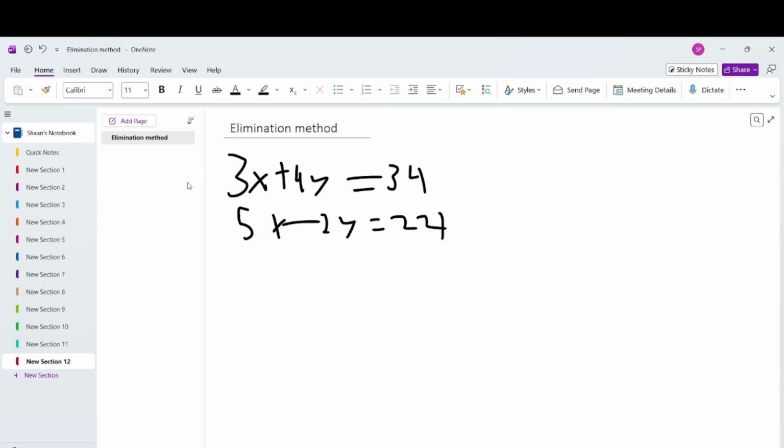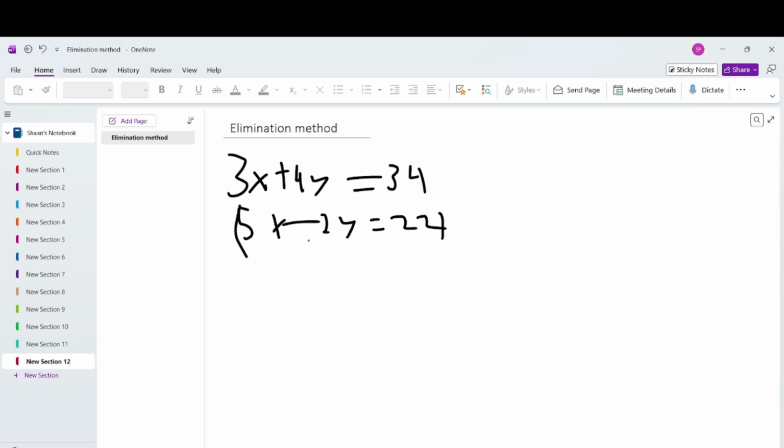All problems using the elimination method are written in the form ax plus by equals c. So a is the coefficient of x, b is the coefficient of y, and c is our final constant number right here. What we need to do is manipulate one of the equations so we can take out one of the variables.